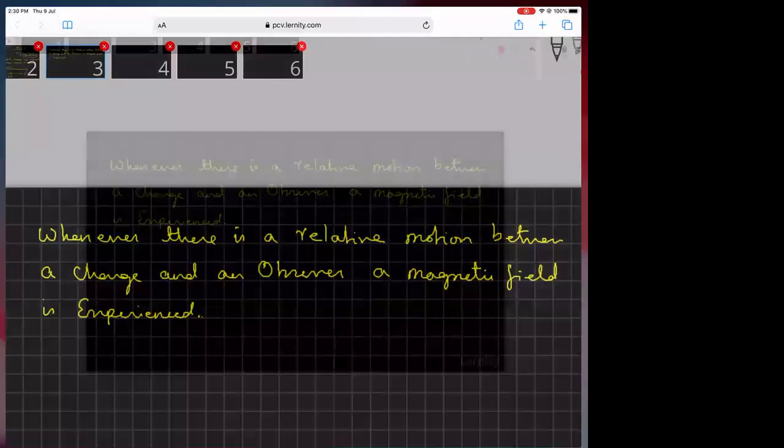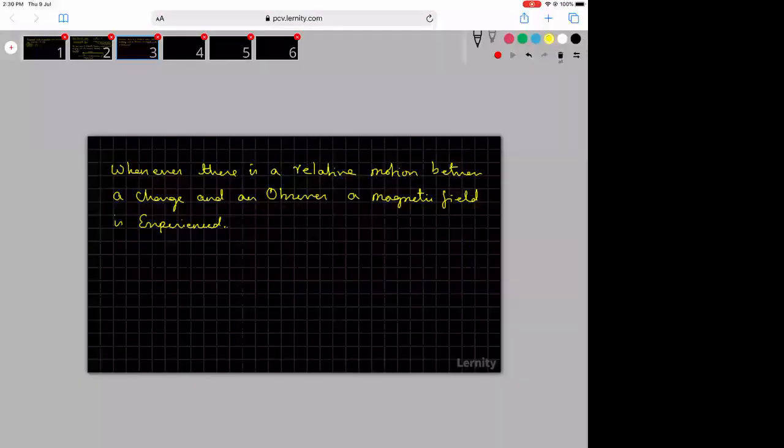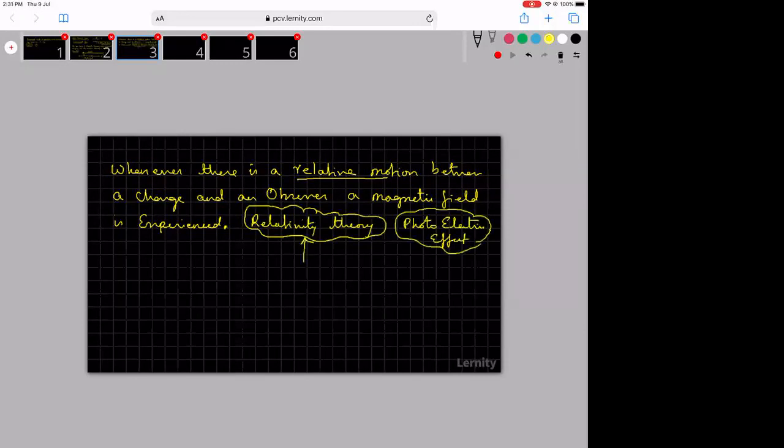The important thing is that we have to read. Whenever there is relative motion between a charge and an observer, a magnetic field is experienced. Here the word relative is very, very important, and this is perhaps one of the most important aspects of Einstein's relativity theory. Even though they did not give him a Nobel Prize for this, they gave him a Nobel Prize for his discovery of the photoelectric effect. But I think this was more revolutionary for the physics branch than the photoelectric effect. Anyway, we are all small people. Our idea is just to sit down and learn.